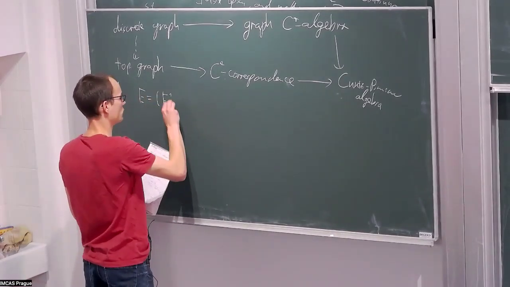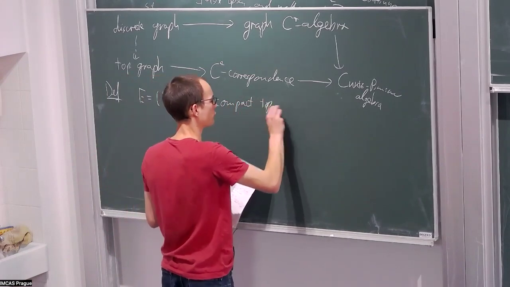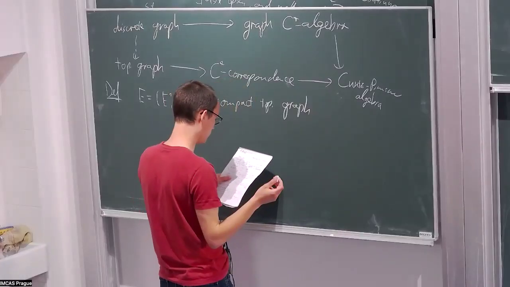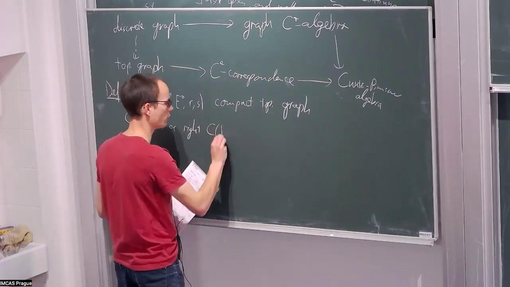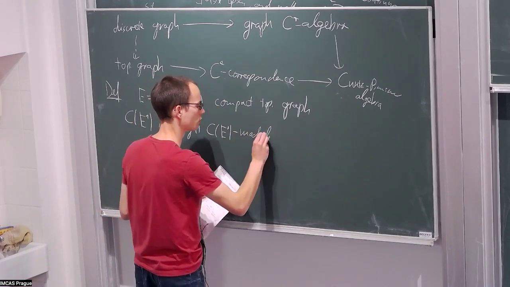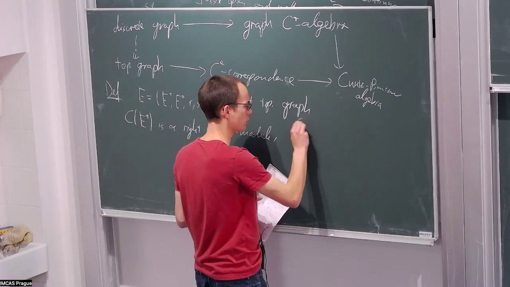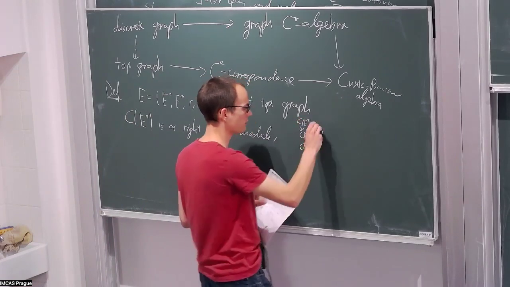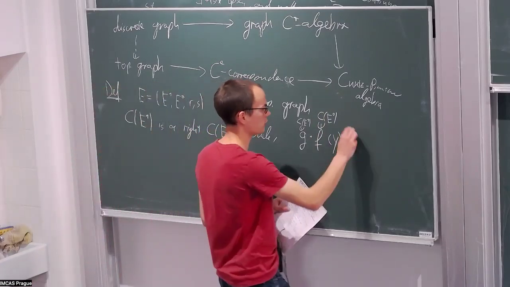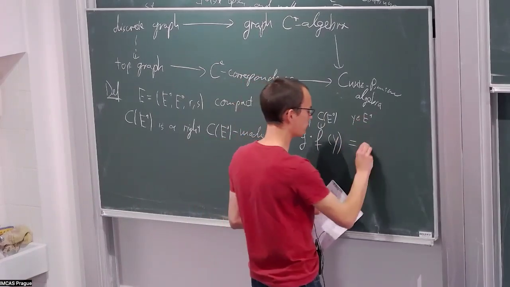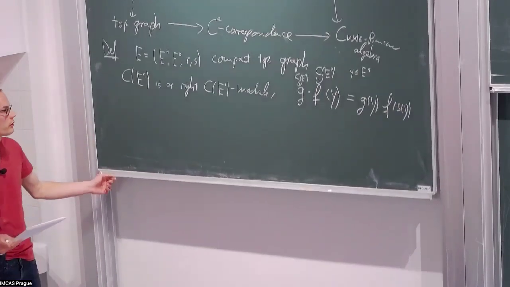Let E0, E1, R and S be a compact topological graph. Well, then C of E1 is a right C of E0 module, where the multiplication is given by the following. You take a function g in continuous functions on E1. You multiply from the right a continuous function f on E0. You evaluate the whole thing in some point y of E1. What is this? This is g of y times f of s of y. This gives you the module structure.